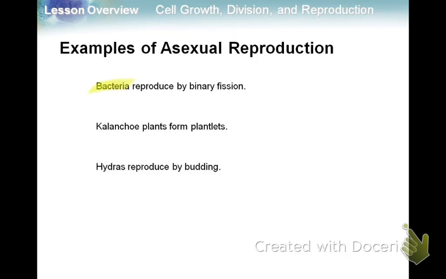Bacteria reproduce by binary fission. Kalanchoe plants form what we call plantlets, and hydras, water animals, reproduce by budding.